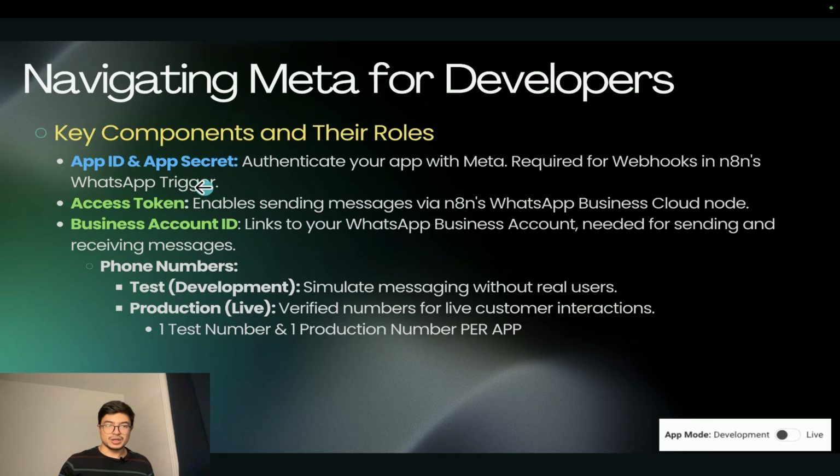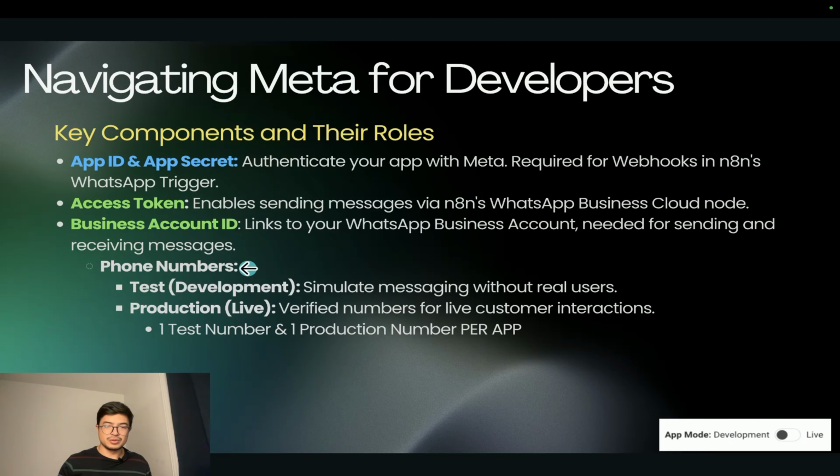And regarding these, the app ID and app secret are used to authenticate your app with Meta, and this is required for the webhooks that I explained before. The access token enables you to send messages via n8n's WhatsApp node. And then the business account ID links your WhatsApp business account, which is needed for sending and receiving messages. The business account ID is linked to the business account, which is then associated to a phone number, okay? One business account can be linked to multiple phone numbers, just for you to understand.